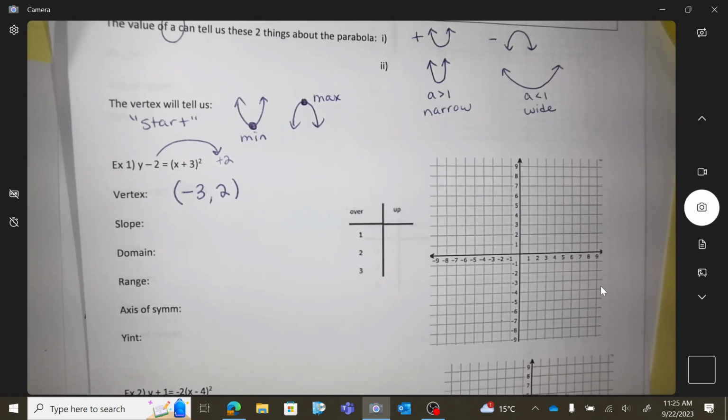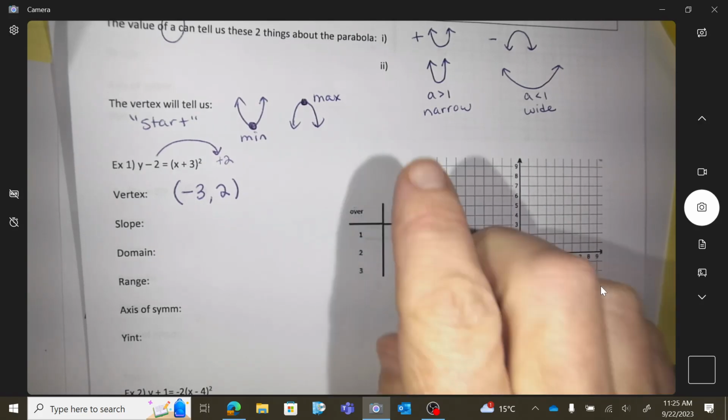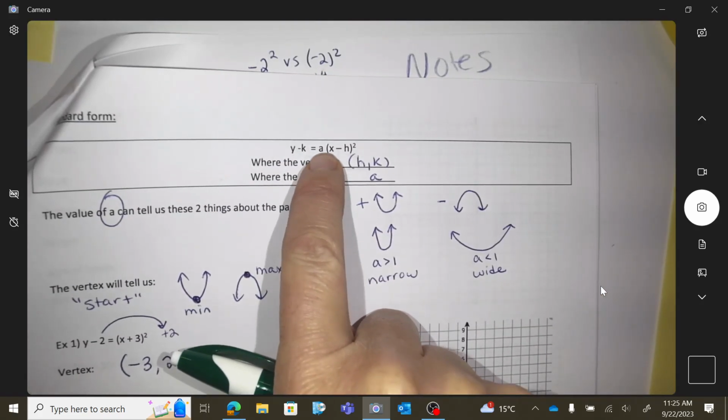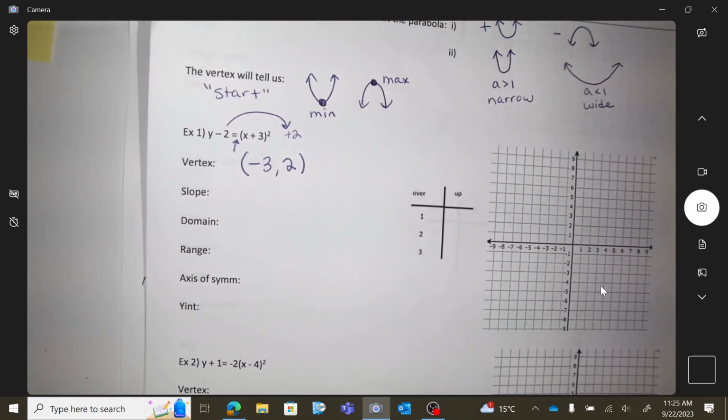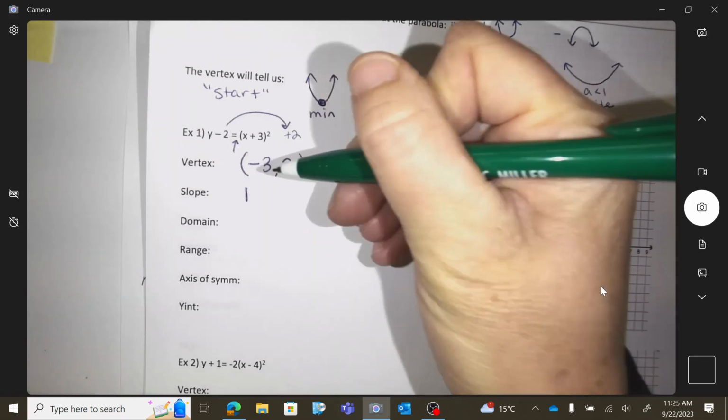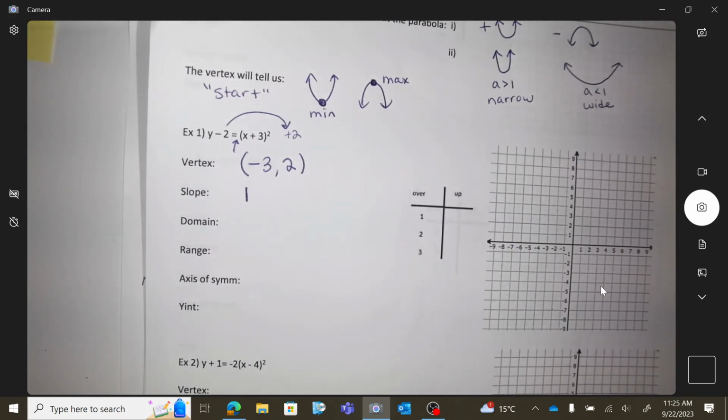And what is the slope? What is the multiplier in front of the bracket? Well, it doesn't look like there's anything there, but if there's nothing different that's present, what is the multiplier? 1. 1 times that. I'm not going to write 1 times something, right? Okay, so we're ready to graph.